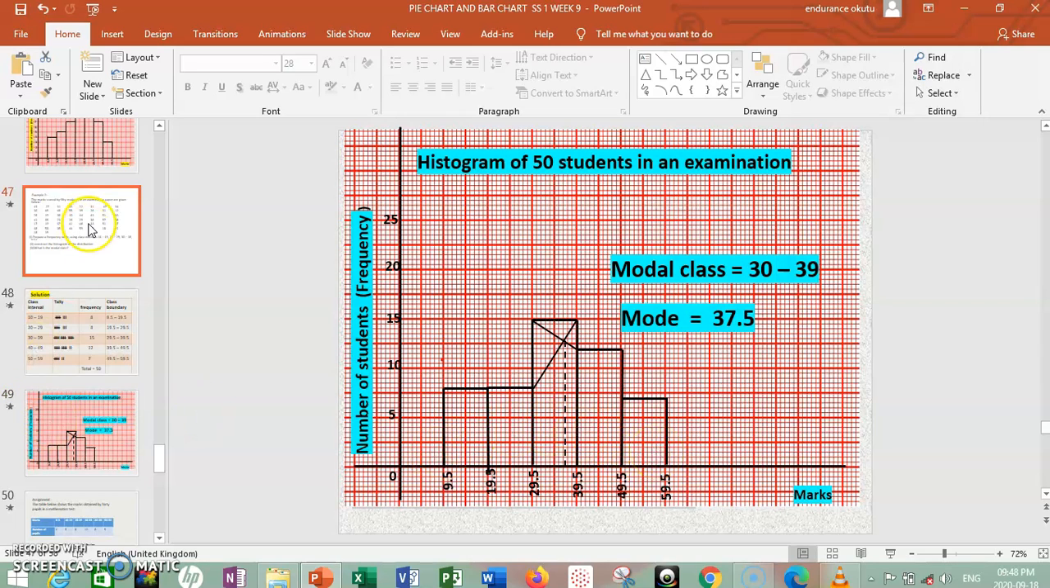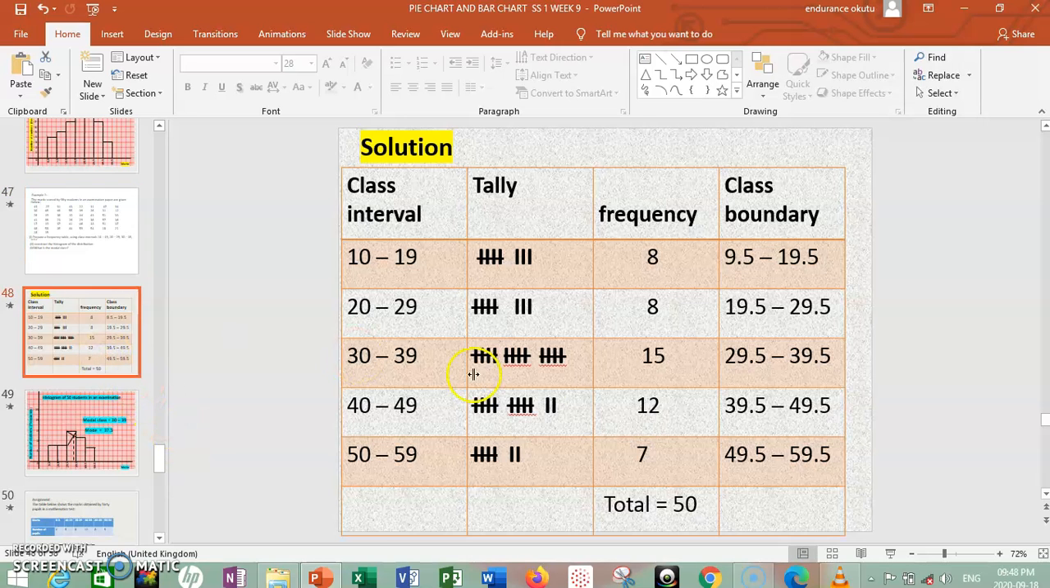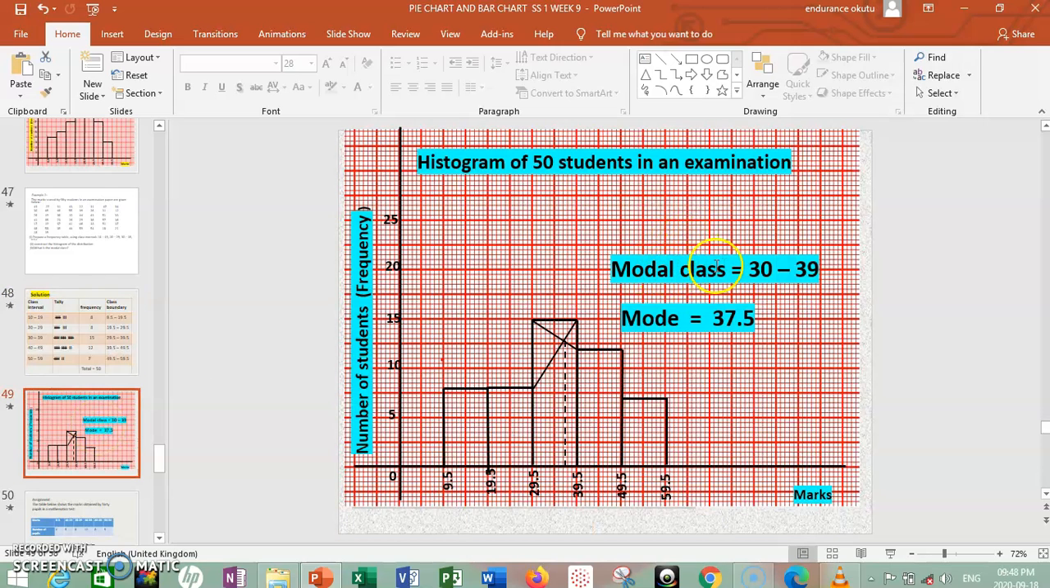Now the next question, we are asked what is the modal class? Remember, from the definition of mode, the mode is the number that has the highest frequency. Now students, come back to the table. The highest frequency is 15. So the modal class is 30 to 39. So students, from the graph you can see it. The modal class is 30 to 39.